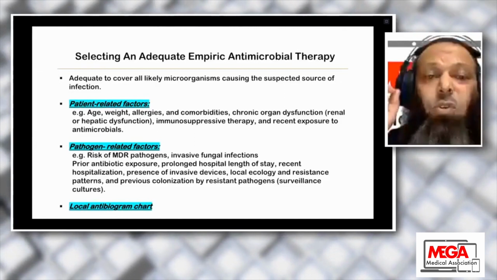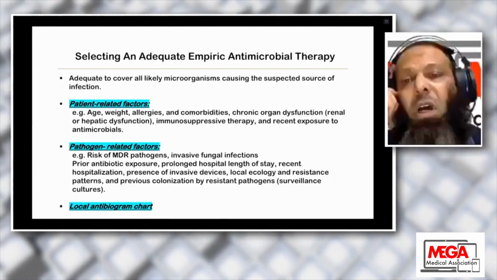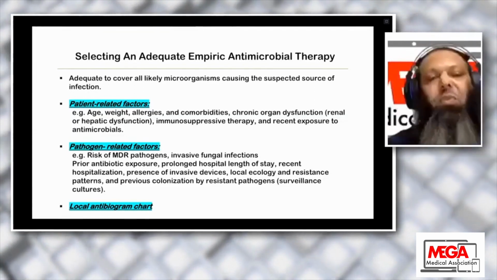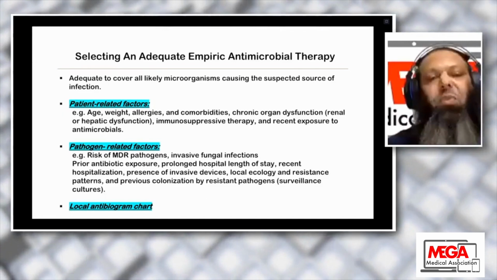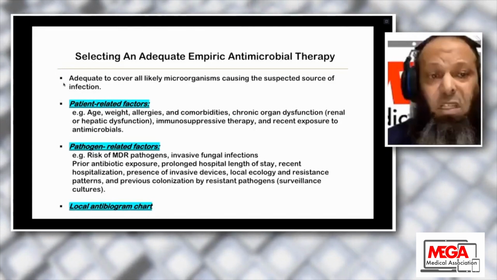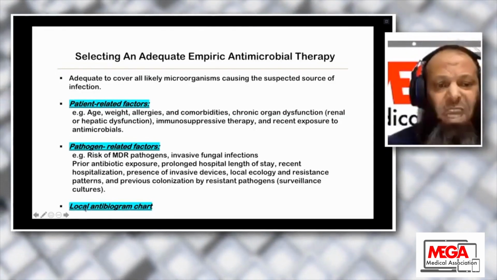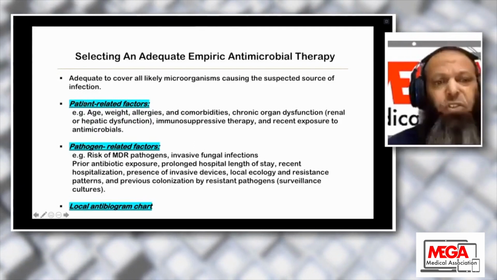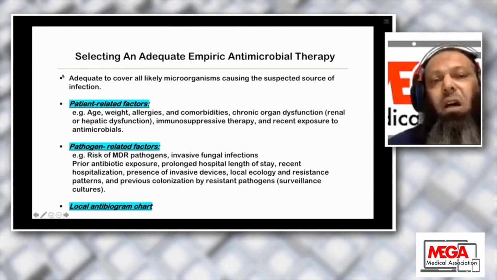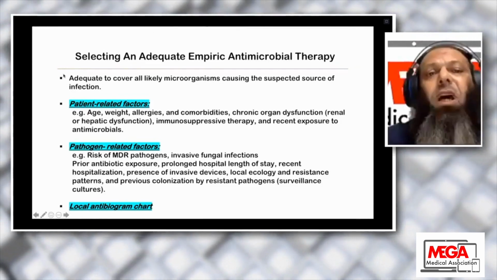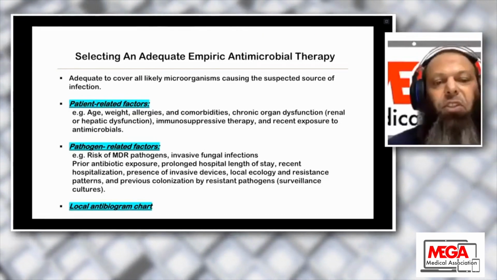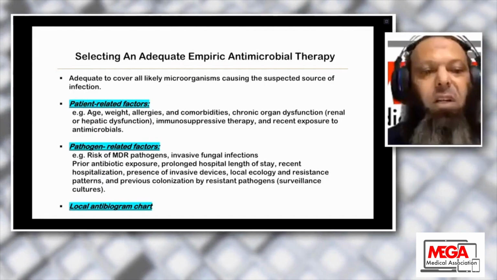Adequate is to cover all likely microorganisms causing the suspected source of infection. So if you are facing a patient or host that is immune compromised, you should think about your antibiotics to cover the most likely organisms. We group it into three major important factors that can help to choose adequately the empiric antimicrobial therapy in sepsis: patient-related factors, pathogen-related factors, and local antibiogram chart.